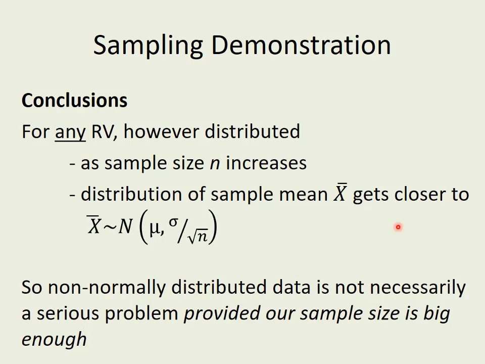In that case, you might as well take my lectures and throw them in the bin, because that's not going to help you. If you get rubbish data, then nothing's going to help you. Well, it will, but this will not be true. But as long as you've got a decent random sample, the underlying non-normality is not a serious problem, as long as you've got a big enough sample size.